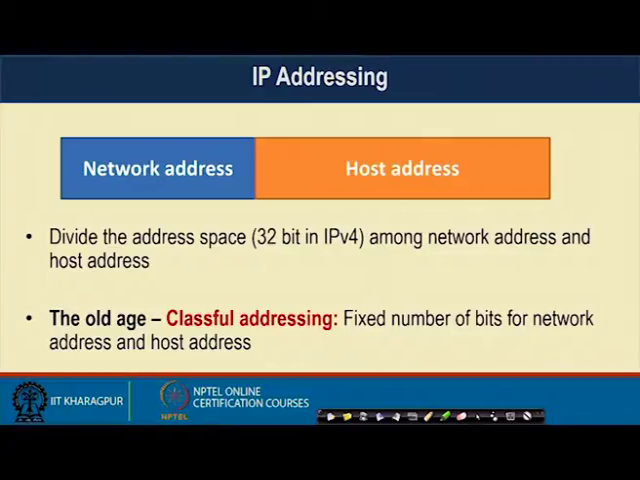Now, the question is how you divide this entire 32 bits into the network address and the host address. The old idea was to use something called classful addressing, where you have a fixed number of bits for the network address component and the remaining bits for the host address component. So, you have a fixed division between the network and the host, and accordingly the entire address space is divided into multiple classes. That concept we call classful addressing.